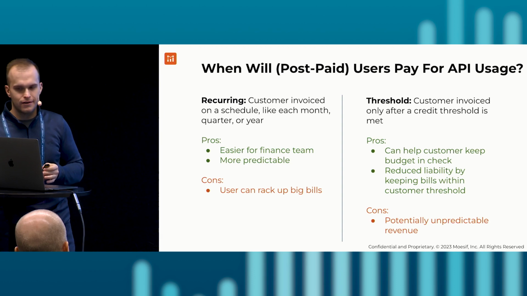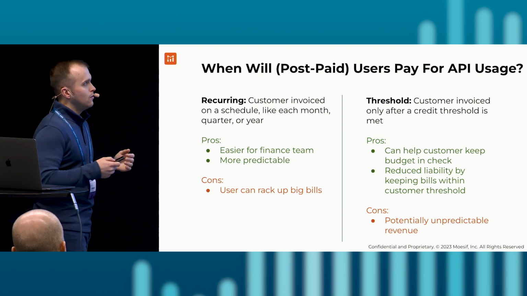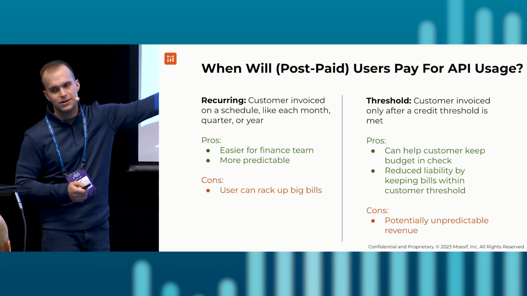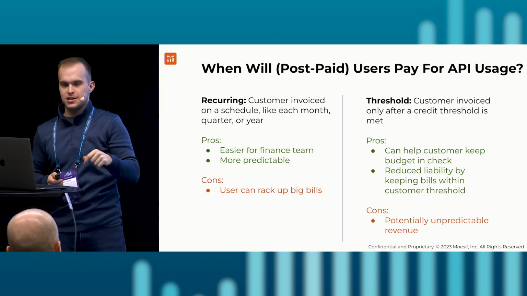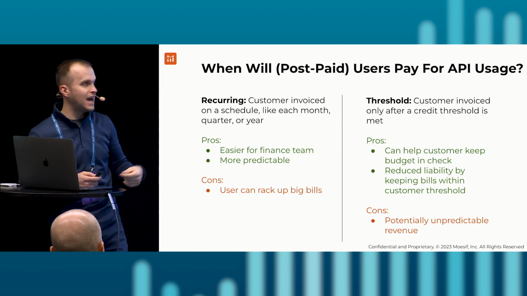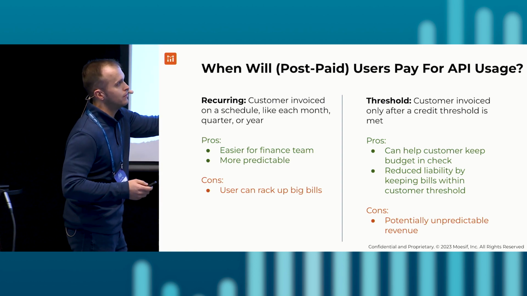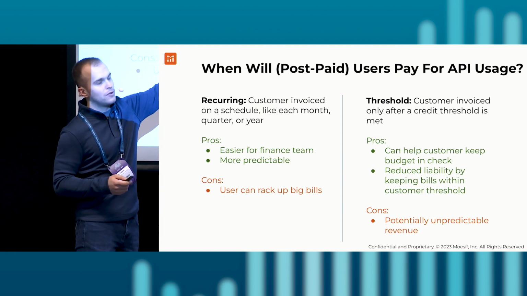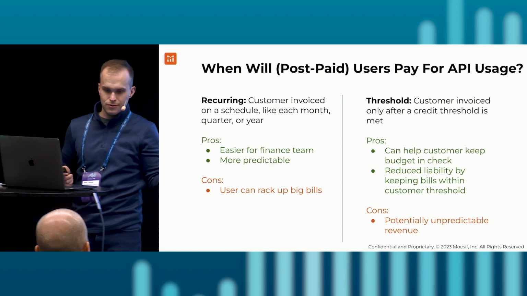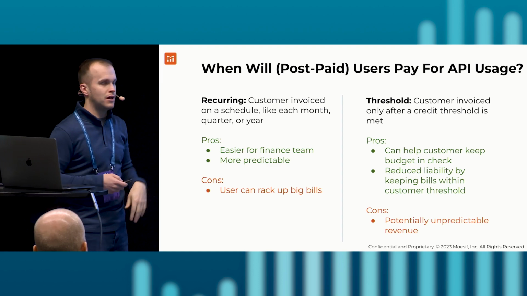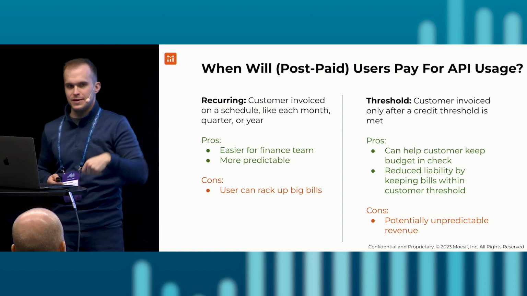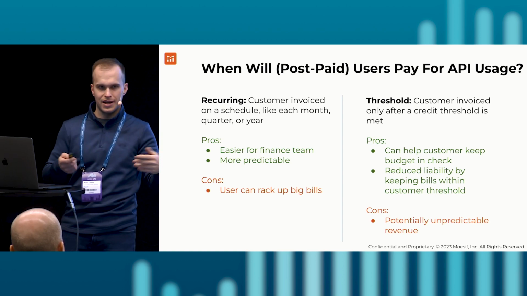Now, the next part here talks about when will they pay for that API usage. Is it going to be recurring or threshold based? Is a customer going to be invoiced on a schedule, or are they going to be invoiced after they've hit a specific credit threshold? People are probably familiar with threshold based, especially in AWS, where you can say, I want to get a bill every single month, but if I do go above my $250 spend limit, invoice me then, because I want to make sure that I'm able to pay that bill.